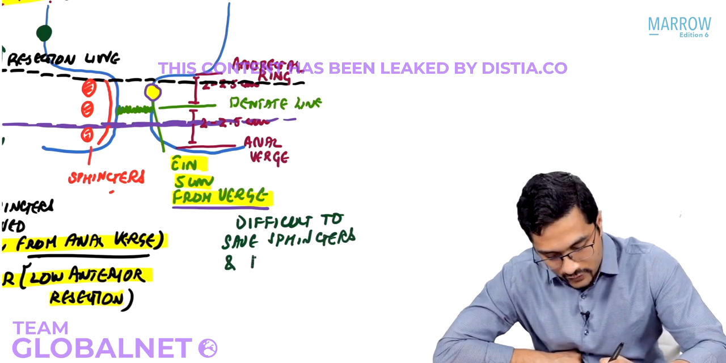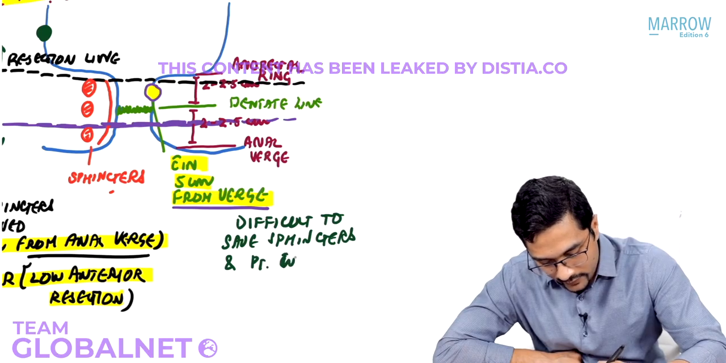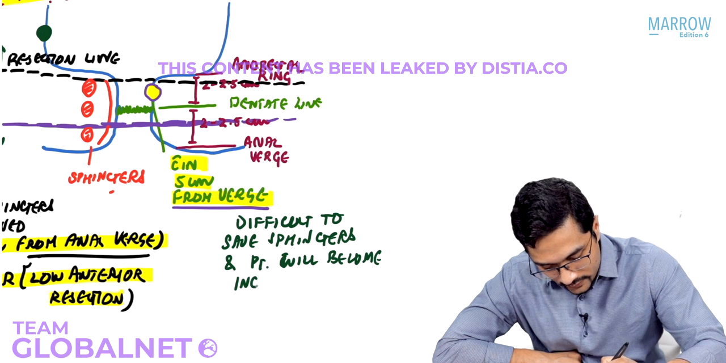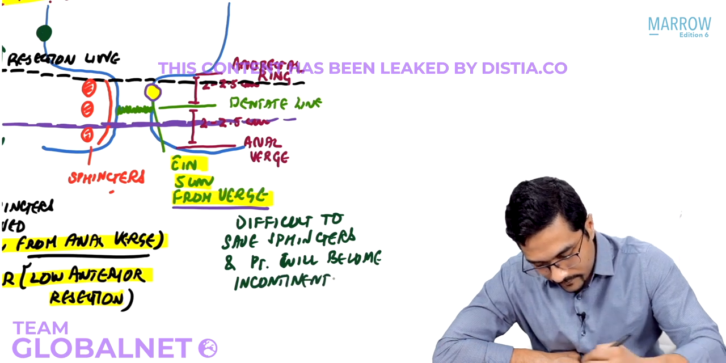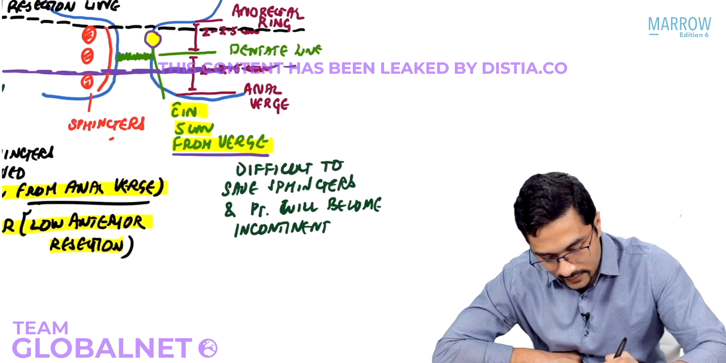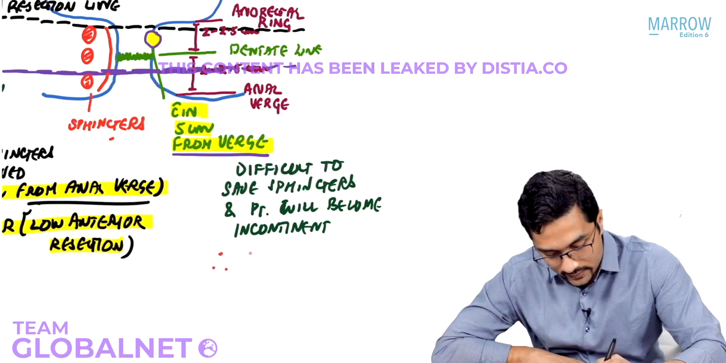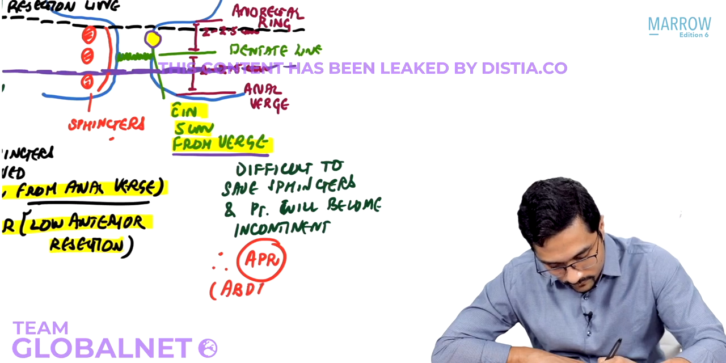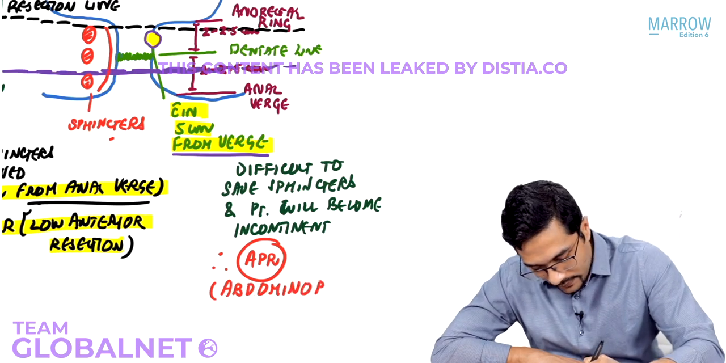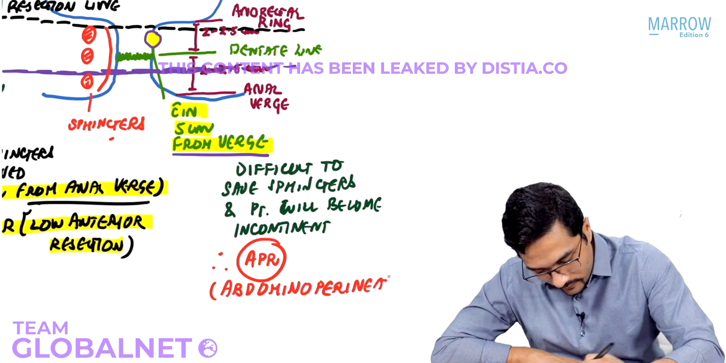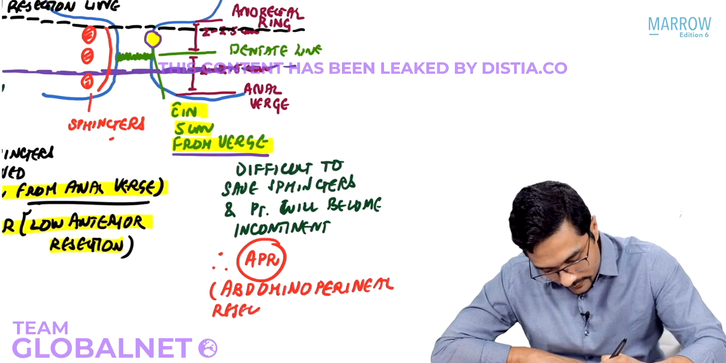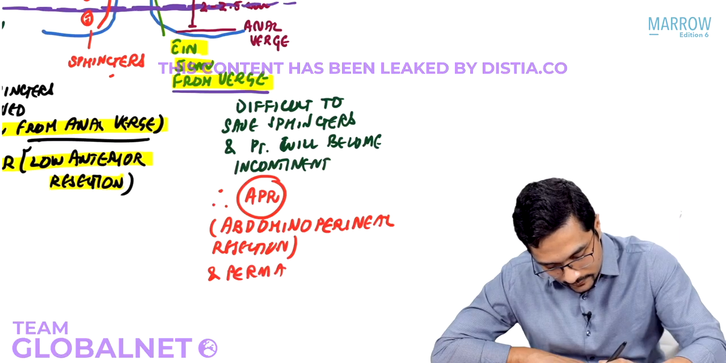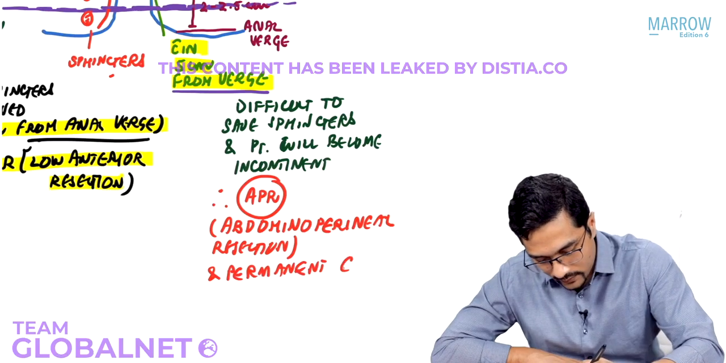And the patient will become incontinent. Therefore, the surgery which is done is known as APR, abdominoperineal resection, and permanent end colostomy.